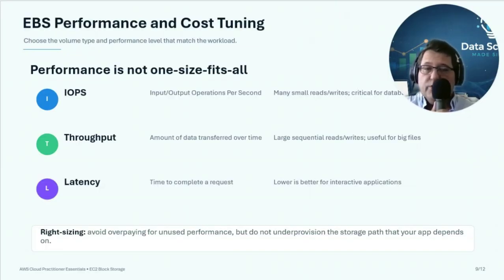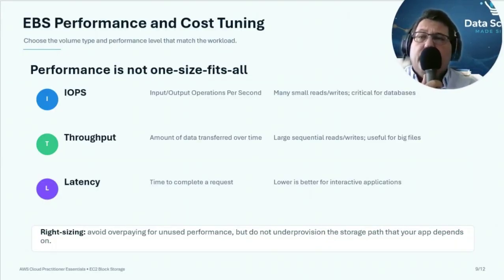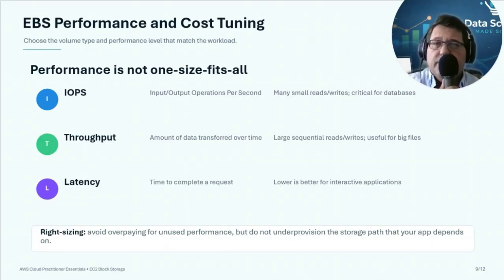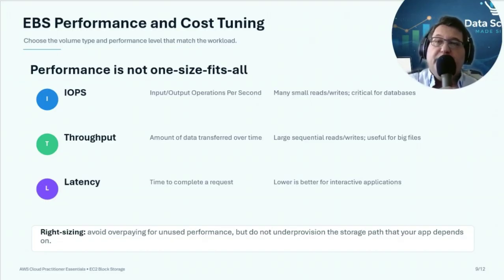EBS performance and cost tuning. Not every application has the same storage performance requirements. For that reason, Amazon EBS provides different volume types and configurable performance characteristics. Three important measurements are IOPS, throughput, and latency. IOPS means input-output operations per second. It measures how many storage operations can be completed each second. IOPS is particularly important for workloads that perform many small reads and writes.